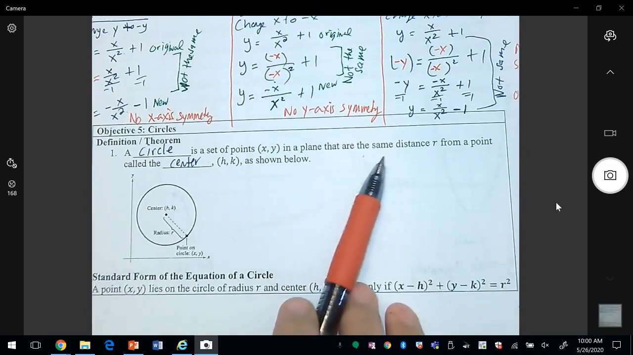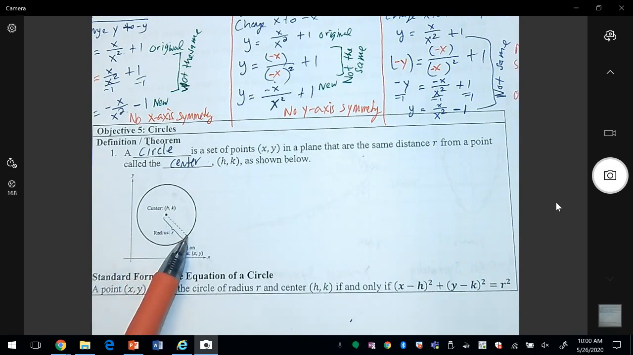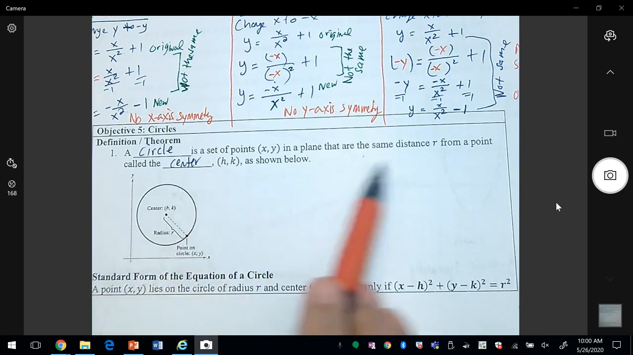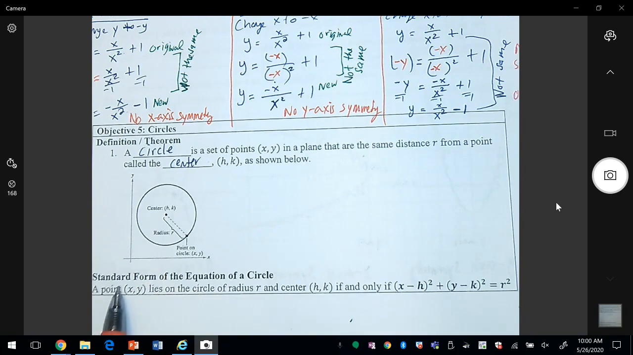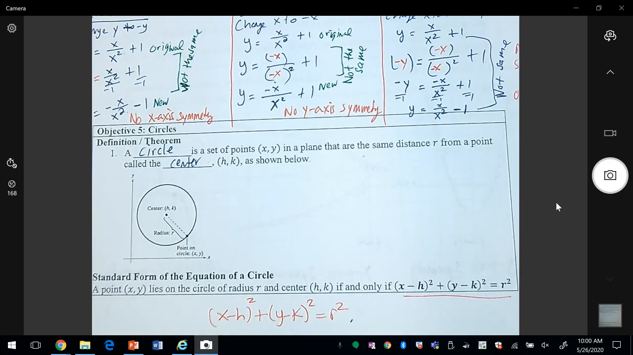that are the same distance r from a point called the center. So here's your center. So from the center to any part of the circle, that's called the radius. And for the center, we're going to use h and k. For radius, we're going to use r. The standard form of the equation of a circle is given by this formula here. Okay, so we'll be using this formula where h and k is going to be your center.